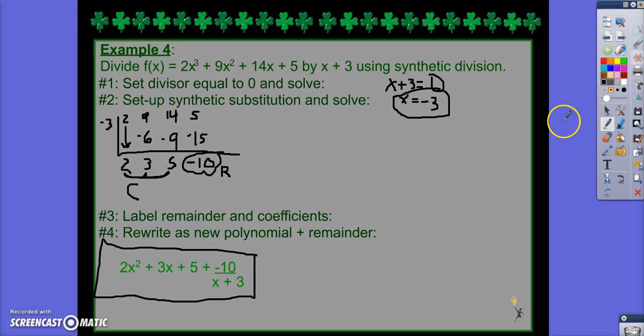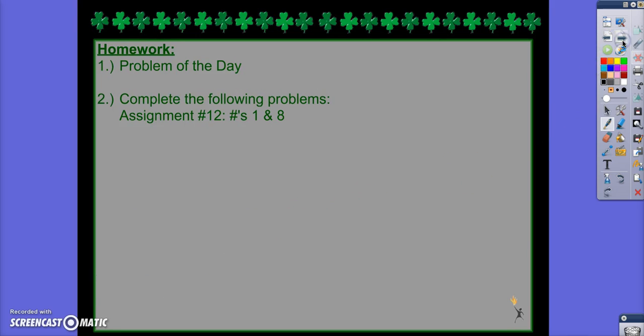All right, so that's it for the notes today. Take a look. Homework, problem of the day. Lucky you, I actually already did it with you. All you have to do are 2 problems. It says complete the following problems on assignment 12, numbers 1 and 8. And then tomorrow we will pick up with completing the rest of assignment 12.